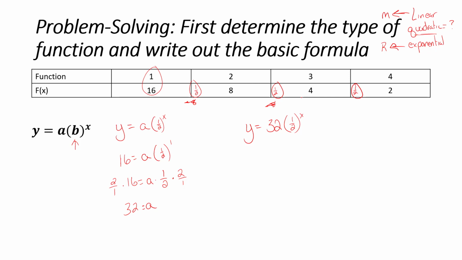And we should be able to plug any of our values from the chart up in here into this particular equation. So let's go ahead and plug in a 2. If we plug in a 2 for x, we get 1/4. 1/4 times 32 is in fact 8. So we have checked our exponential equation, and it certainly does work correctly. We can move on to the next question.